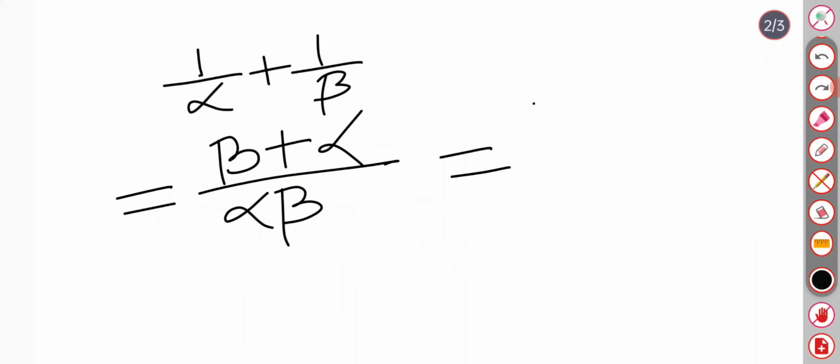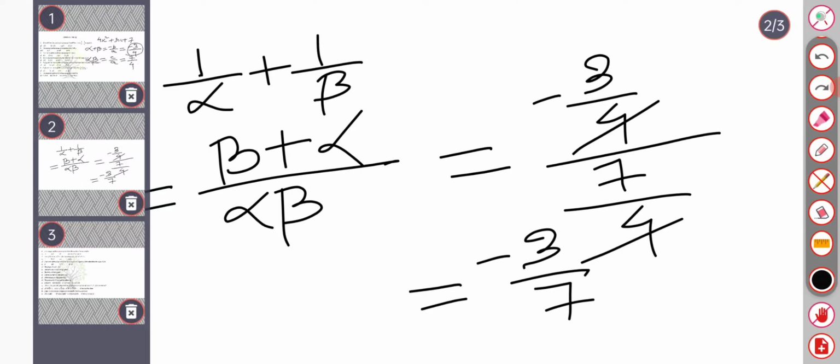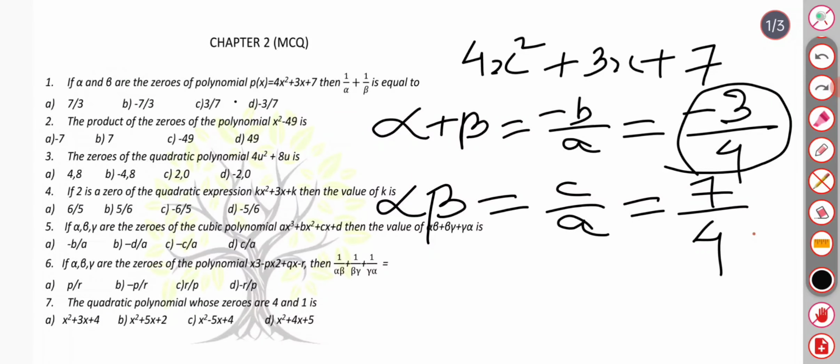So let's put the value here. Alpha plus beta you got minus 3 by 4, and similarly alpha into beta you got 7 by 4. Now you can cancel 4 by 4. So what will you get? Ultimately minus 3 by 7. So our option number D, minus 3 by 7, is correct for question number 1.